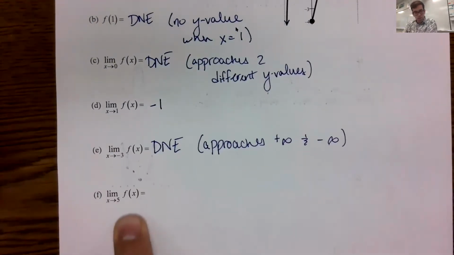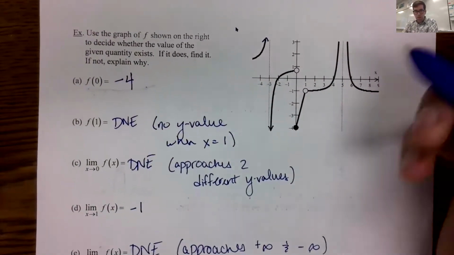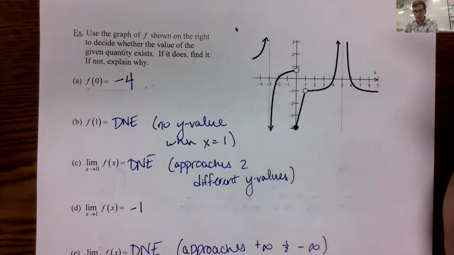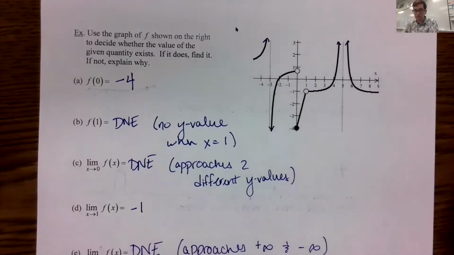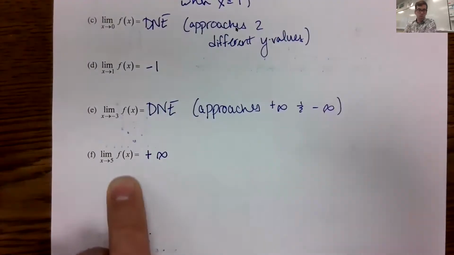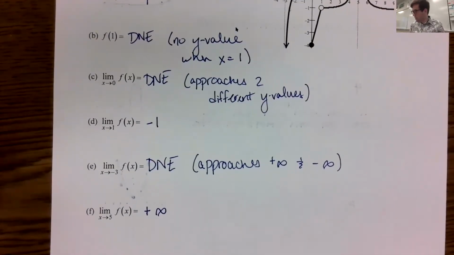And the last one, the limit as x approaches 5 of f of x. And if we look up here, as we approach 5 from the left, we're approaching a y value of positive infinity. And from the right, we're approaching a y value of positive infinity. So we can actually write that the answer is infinity or positive infinity. So there's some good practice of limits, all right?